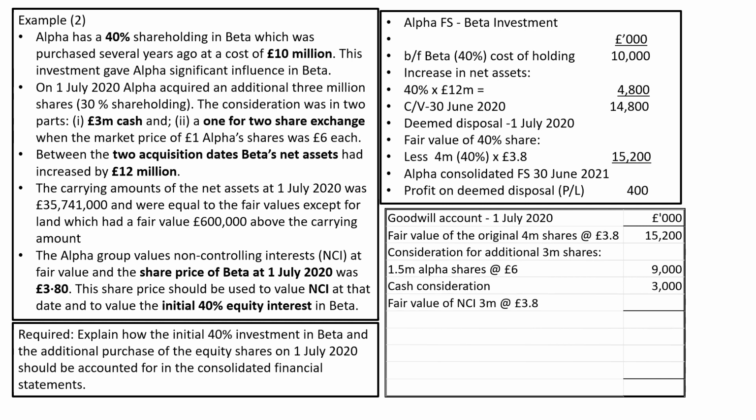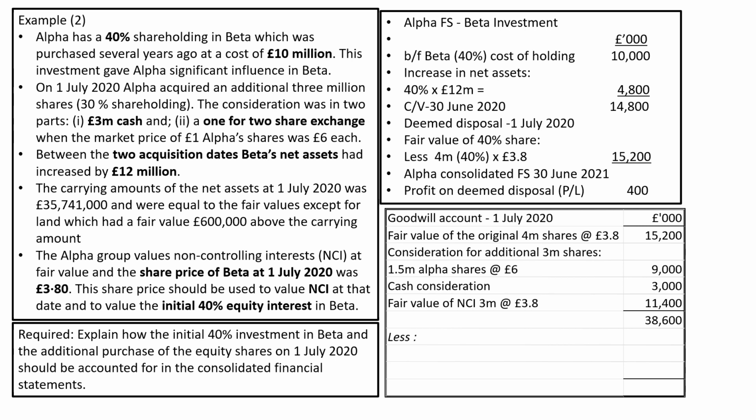Finally, there is the remaining non-controlling interest, NCI, of 3 million shares, and these are to be valued according to the question information given at £3.80 per share. So that gives us 11.4 million, and that gives us the fair value of all the acquirees, by that controlling and non-controlling shares, of 38.6 million.